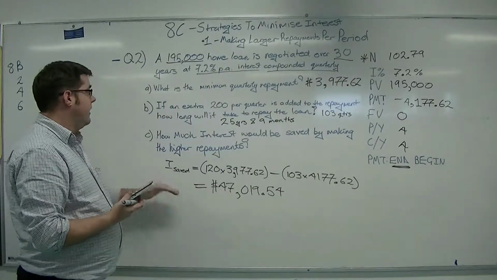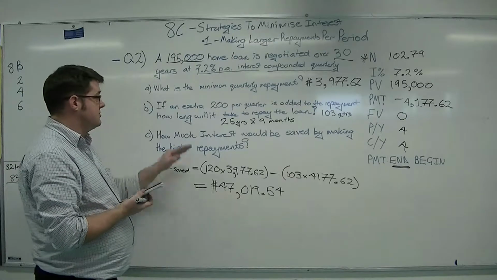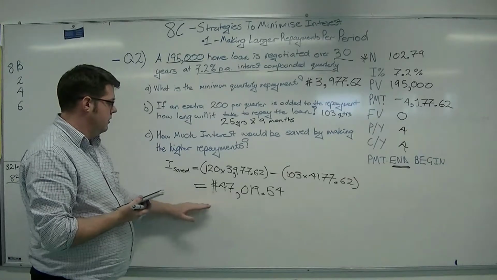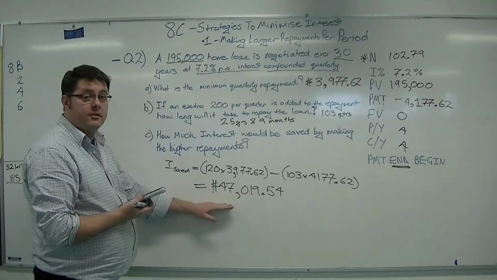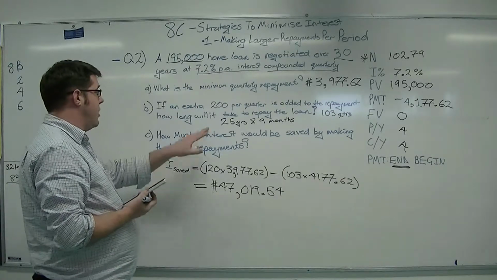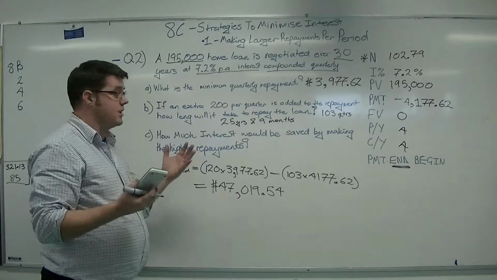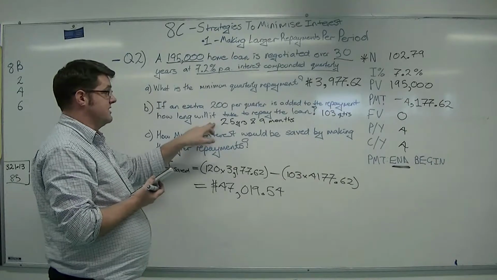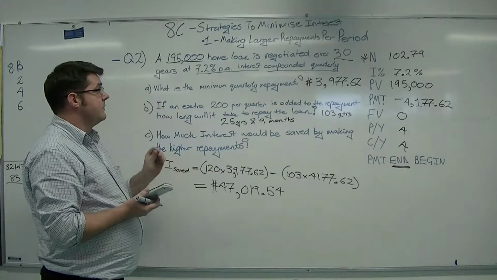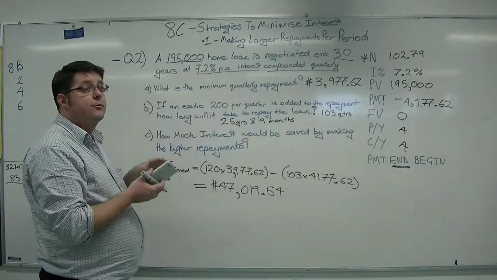$47,019.54. So as you can see, by paying an extra $200 a quarter over the term of the loan, we're going to save ourselves best part of 50 grand. So remember, thinking in a bigger picture, you might not be able to do this at the start, but you might be able to do that later on, because this is all calculated in current present dollars.